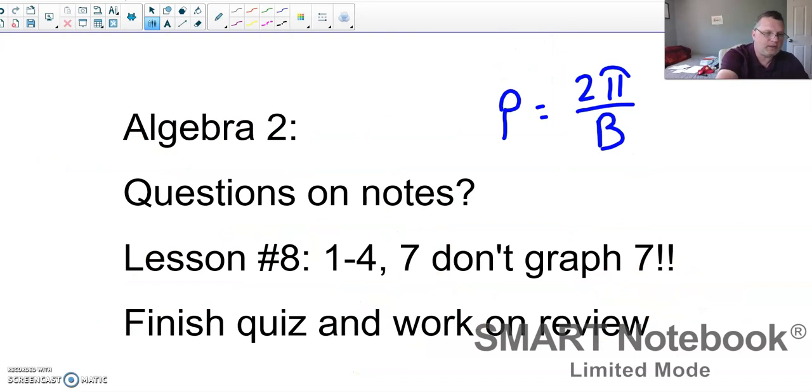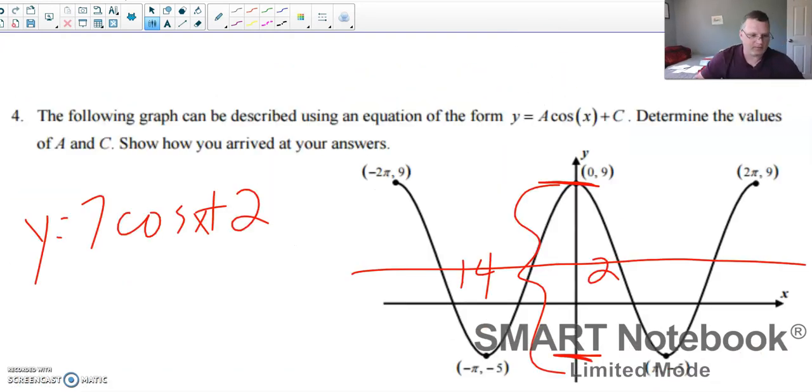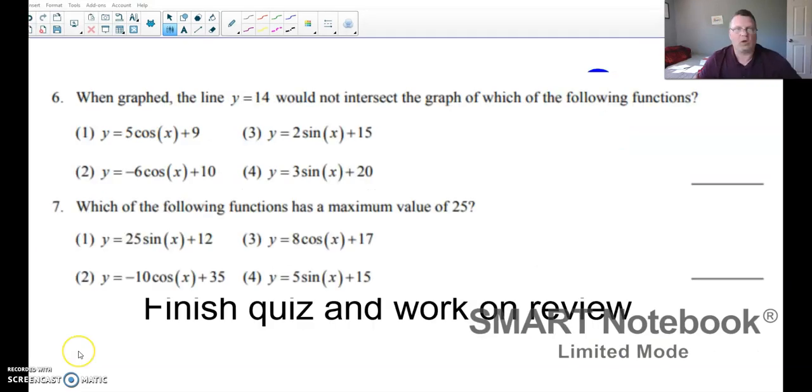All right, 7 and 8. All right, so 7 and 8, you have them, I don't have them. All right, so here we are with 6 and 7, okay, to finish up. All right, line y equals 14 would not intersect the graph.